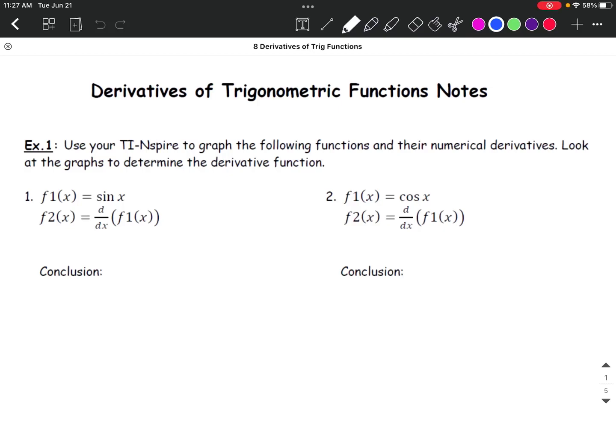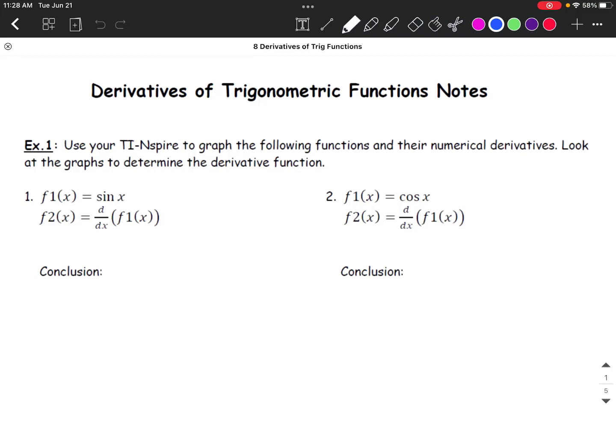Hi everyone. Okay, your favorite trig functions. We are going to look at the derivatives of trig functions. So we're actually going to start pretty simple and look at this graphically. We're going to find the graphs of sine x and then cosine x, and we're going to graph their derivatives using the numerical derivative feature of the calculator.